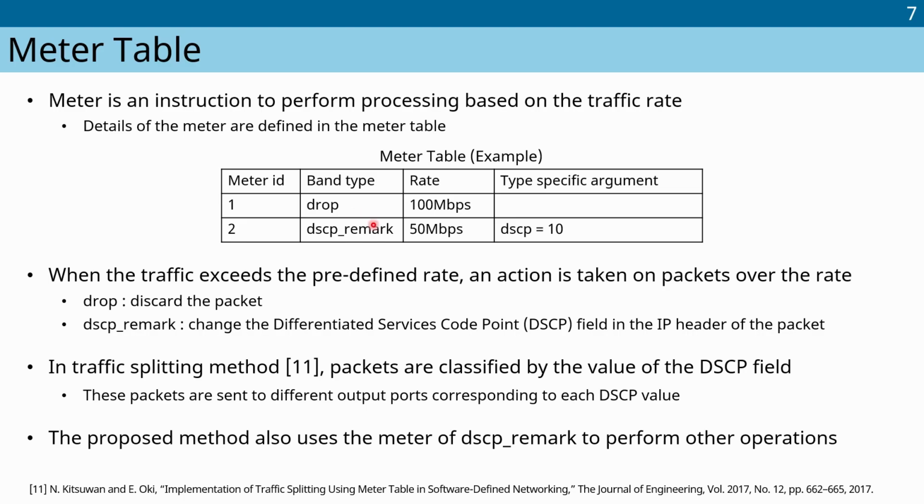If the band type is DSCP remark as in this entry, the differentiated services code point field in the IP header of the excess packets is set to the value 10 in the type-specific argument. The traffic splitting method uses this DSCP remark to classify packets by the value in the DSCP field. The proposed method also uses the DSCP remark meter to perform other operations such as traffic aggregation.